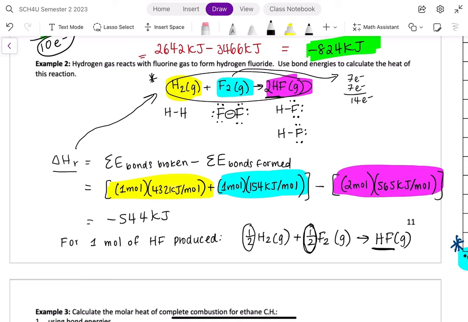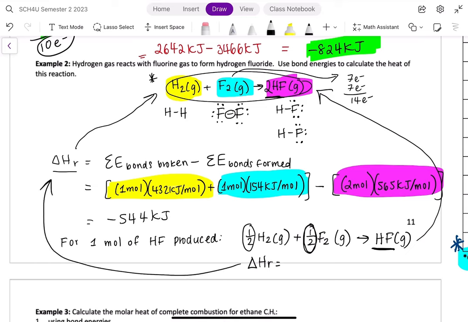Because it is exactly half, all of the coefficients are half of the coefficients from this reaction. The delta HR is just half of the delta HR of this calculation. So it will end up being negative 272 kilojoules.